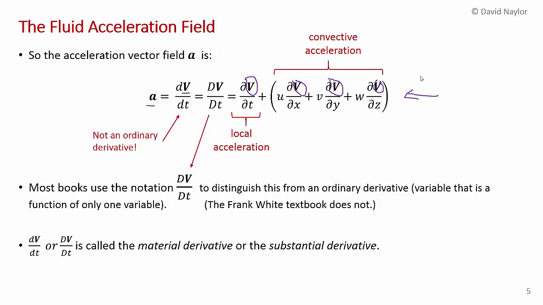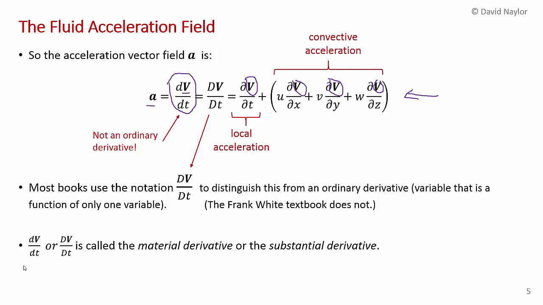So this acceleration field is denoted in your book as dV/dt here. It's this derivative. Now, that's a little bit confusing because it looks like an ordinary derivative. It looks like v is a function of only one variable. Frankly, I don't like the way the White textbook does that. Most other books don't use a lowercase d there. They use an uppercase D to distinguish that kind of derivative from an ordinary derivative. So you'll have to be a little bit flexible and notice this in your book.